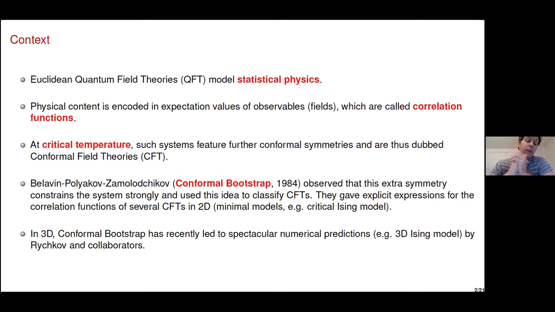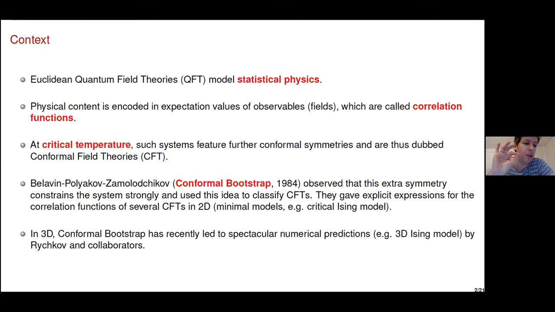And so they initiated a very ambitious program, which was to classify all the conformal field theories. So essentially to classify all quantum field theories that have conformal symmetry in two dimensions. So everything I'm saying today is in two dimensions. So in two dimensions, they were able in their classification program to give explicit expressions for a lot of conformal field theories, including minimal models and in particular the critical Ising model, for those who know.